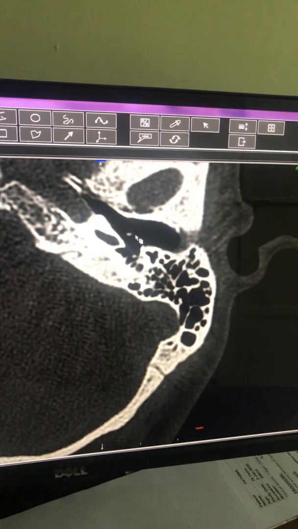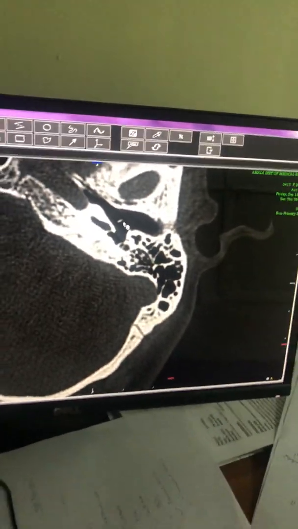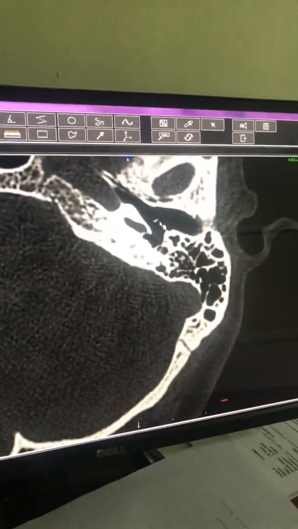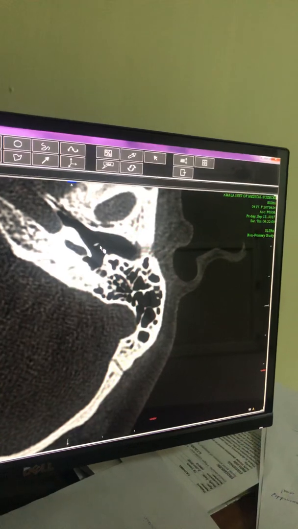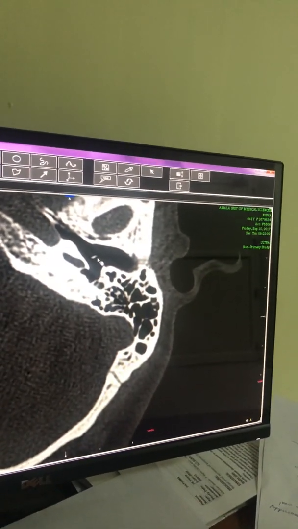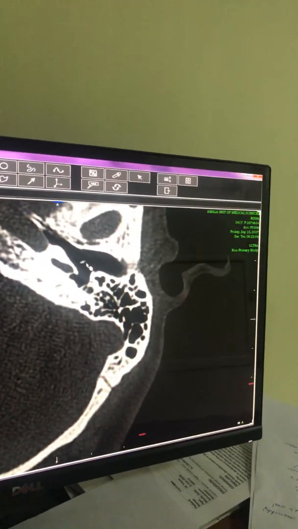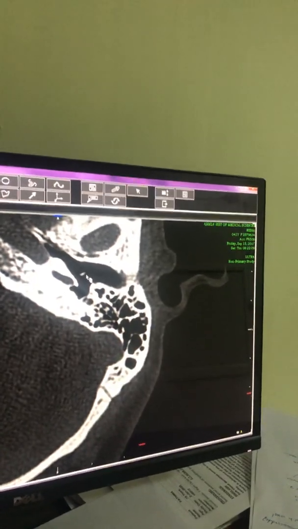So, seal. This is the seal at the level of the hypotympanum. And wait a minute, I'm trying to get the picture.